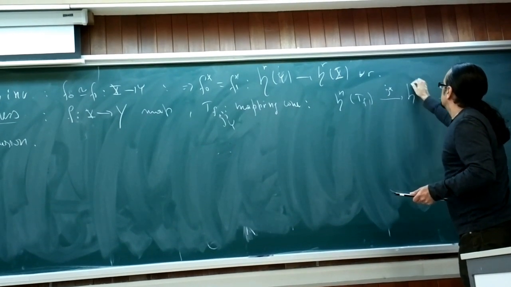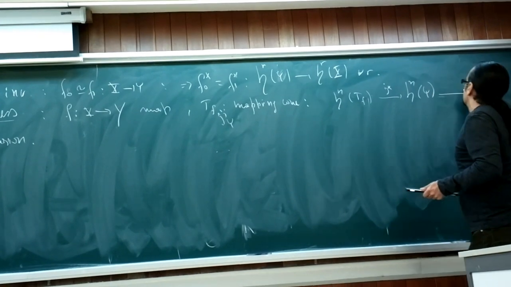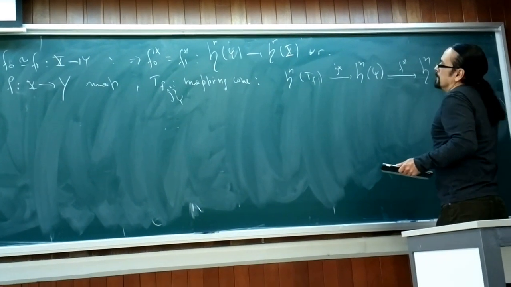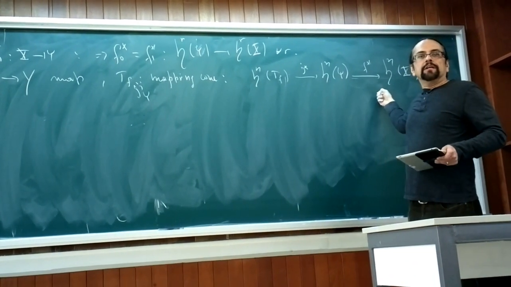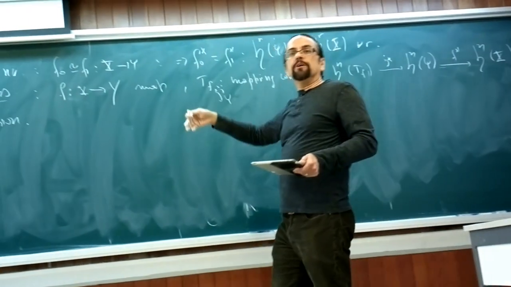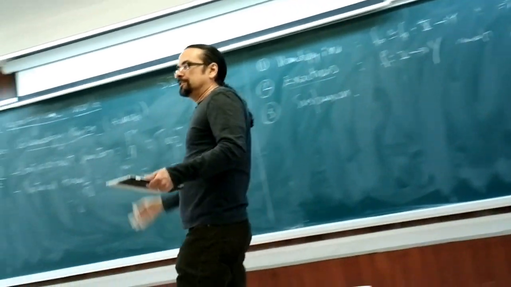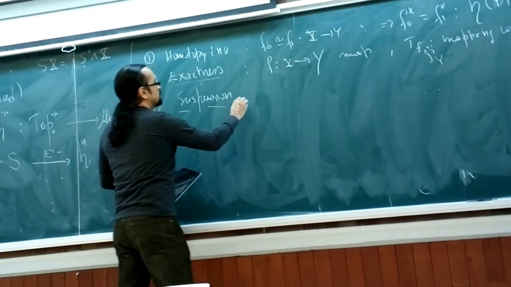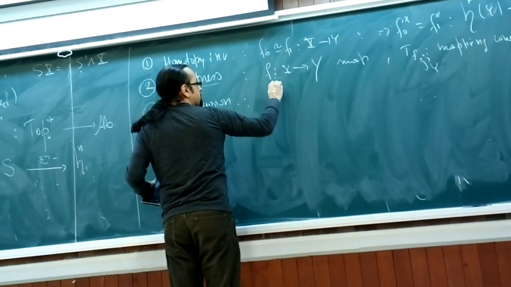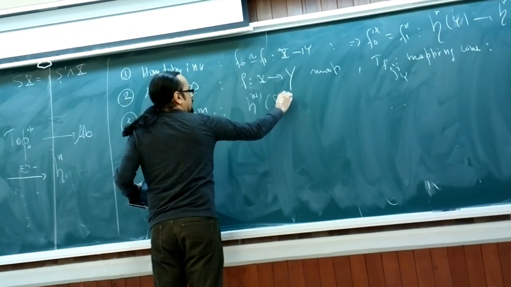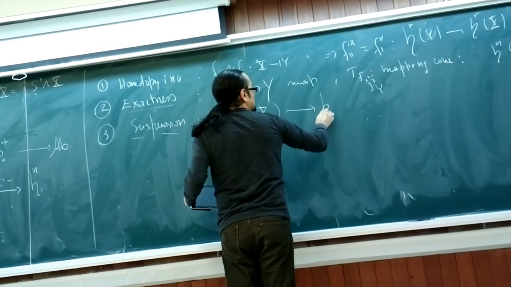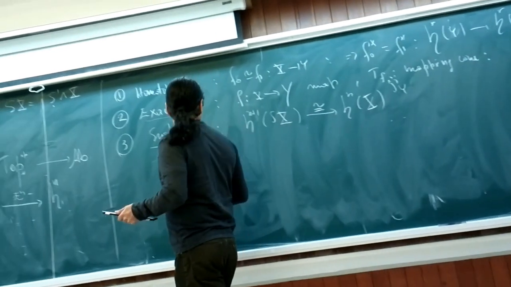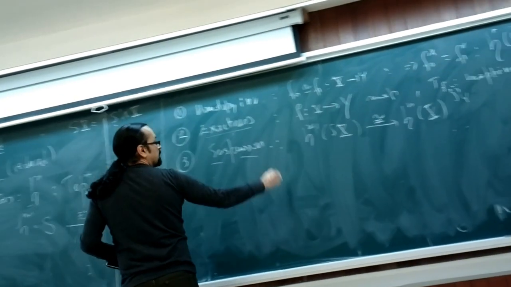If they pull back to Hn of Y, pull back to Hn of X, then this is the exact sequence. And then from this, the usual long exact sequence in cohomology follows, as in the standard textbooks in algebraic topology. Suspension means that this map, Hn+1 of SX to Hn of X, is an isomorphism, the suspension induced by this thing here.